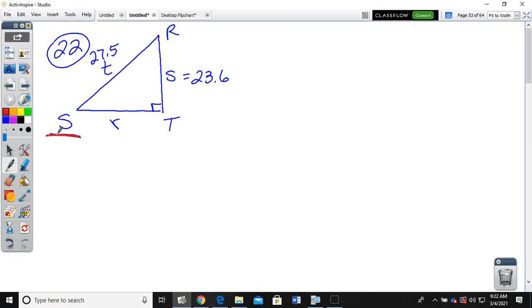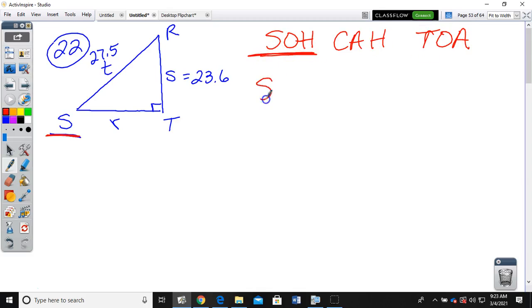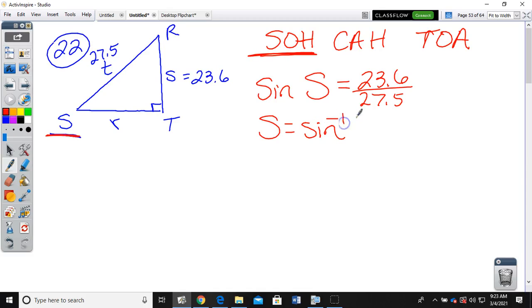What sides do I have? Opposite and hypotenuse. So write it down if you need to and look at it. SOH CAH TOA, what uses opposite and hypotenuse? Sine. So the sine of S equals 23.6 divided by the hypotenuse, which is 27.5. How do I get rid of sine again? Inverse sine of 23.6 over 27.5.